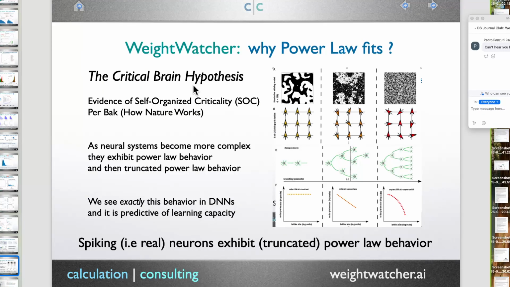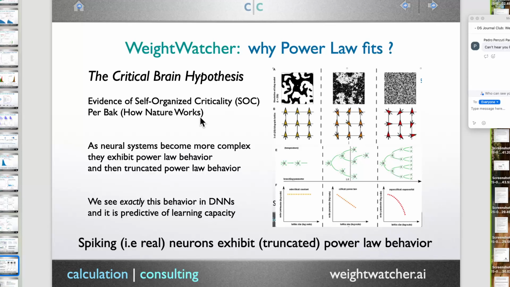And so what we find is that WeightWatcher actually seems to align with something called the critical brain hypothesis, which is evidence of self-organized criticality. That's why you have this renormalization group theory and this phase behavior, because there's a type of self-organization occurring. This is exactly what was predicted, by the way, by a guy named Per Bak in a very famous book in the 90s called How Nature Works. Per Bak died, I think, in his 40s. So he was like a genius. He discovered a lot.